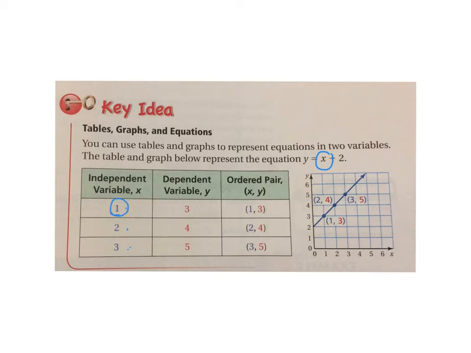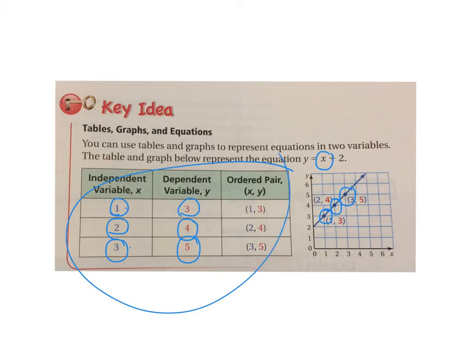So if x was 1 and we added 2, y became 3. If x was 2 and we added 2, y equaled 4. When x was 3 and we added 2, y equaled 5. So we made an ordered pair out of our x and y: (1, 3), (2, 4), and (3, 5). Then we plotted those ordered pairs. So this is how you can use a table to then make a graph of an equation.